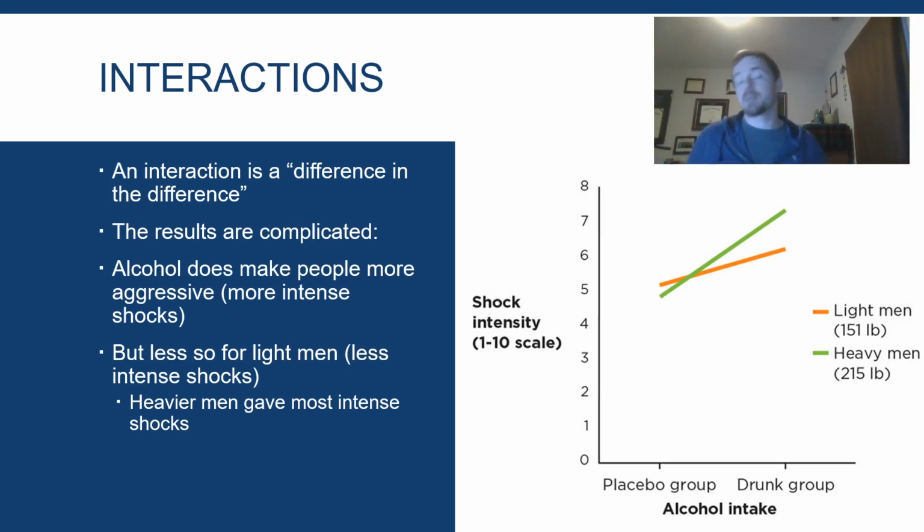Having these two independent variables in is going to tell us something about not only drinking, but also body mass and how it affects our levels of aggression.